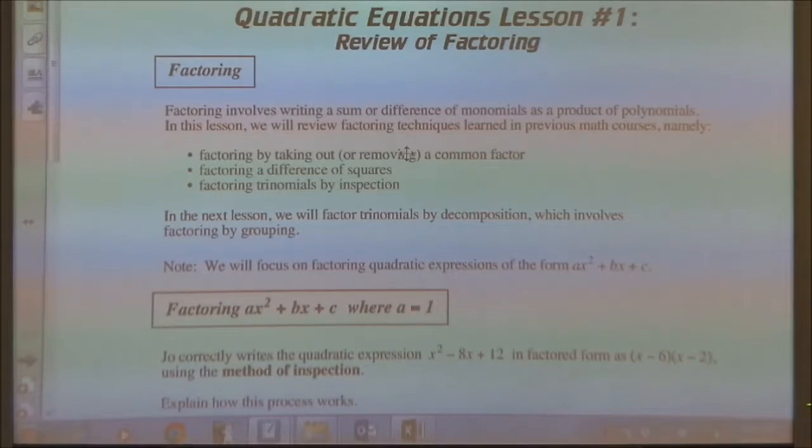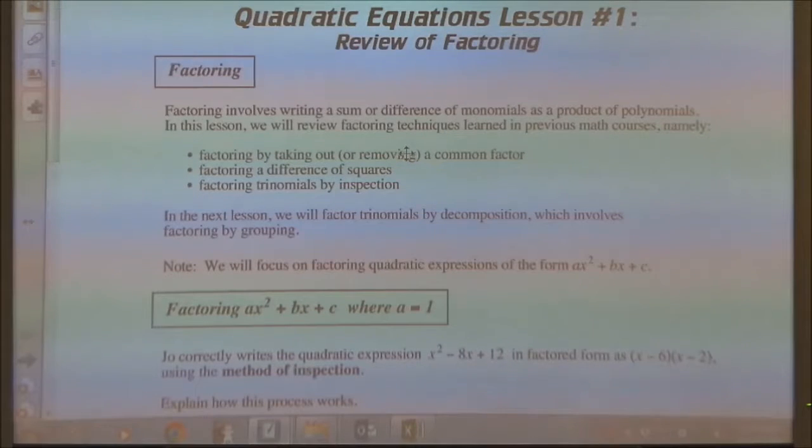Okay, so today we're going to look at lesson 1 with quadratic equations. The first lesson looks at a review of factoring. So factoring basically is to polynomials what division is to numbers.